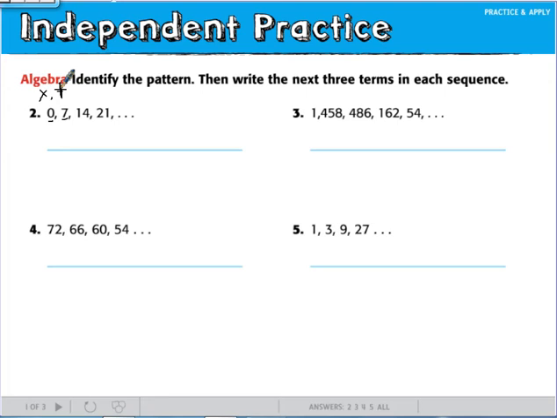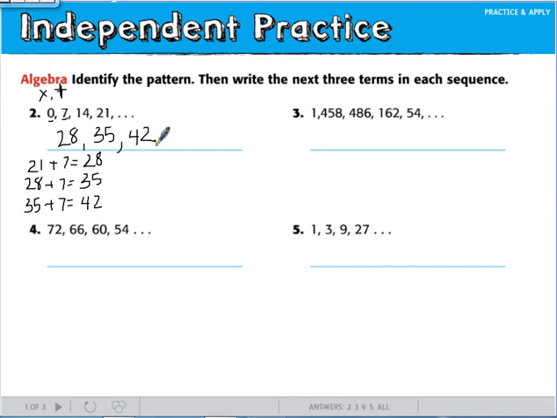Okay? What I would like to see you guys do to show your work is start from the last number. Write an equation. Then write 2 more equations. 21 plus 7 is 28. Then we're going to go 28 plus 7. 35. So our last one will be 35 plus 7. 42. Then I'm going to write my 3 answers. 28, 35, 42.